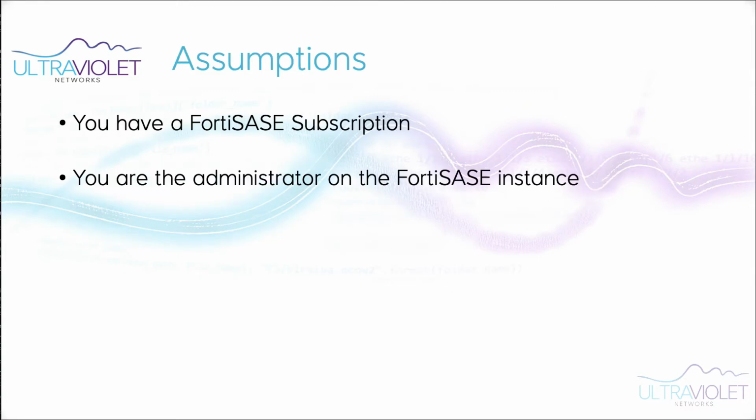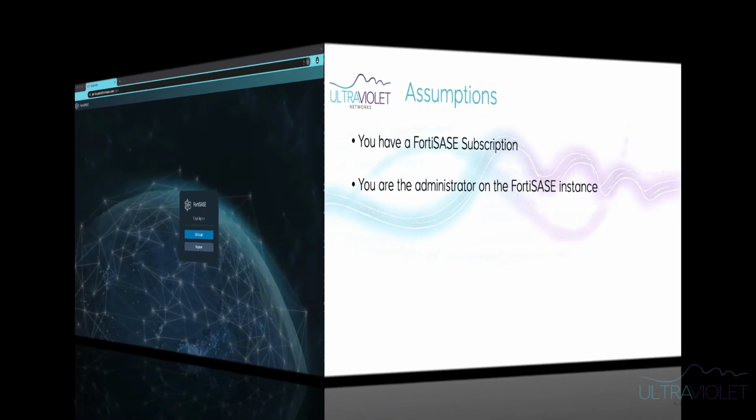So as far as going through the deployment portion of this video, some of the assumptions are very basic. Number one, you have to have a FortiSASE subscription. This is unfortunately a requirement. If you'd like a trial, reach out to your Fortinet representative and they can arrange that for you. And last but not least, you are the administrator on the FortiSASE instance. So you can't just be an end user, you have to be an administrator. With that being said, let's go ahead and actually take a look at deployment.